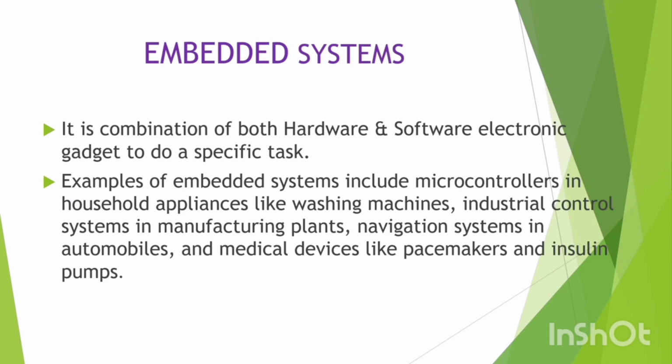An embedded system is a combination of both hardware and software, an electronic gadget to do a specific task. Examples of embedded systems include microcontrollers in household appliances like washing machines, industrial control systems in manufacturing plants, navigation systems in automobiles, and medical devices like pacemakers and insulin pumps.